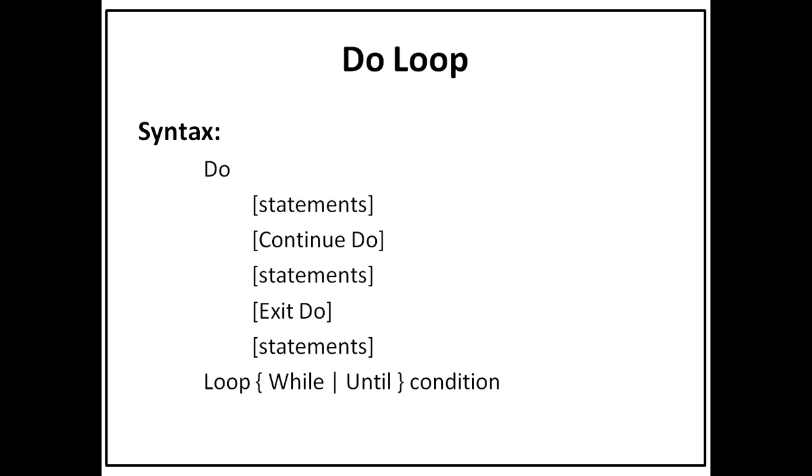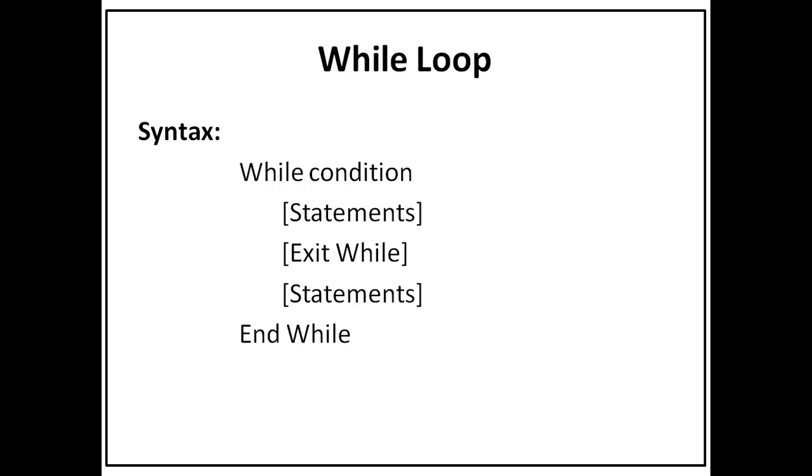So if we use while, the loop statements will get executed while the condition is true, and if we use until, the loop statements get executed until the condition becomes true. In case of do loop, all the statements of the body of the loop will get executed at least once, even if the condition is false at the very beginning.